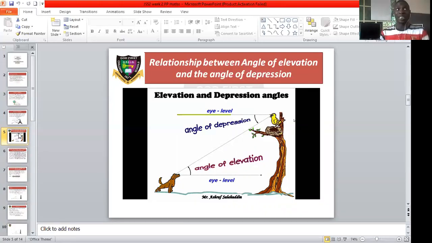Look at the angle of depression. The bird is looking downward, below the eye level, observing the dog. So it makes an angle of depression from the normal eye level to the point where it sees the dog. So what is the relationship between these two angles? That's what we want to talk about here. Look at the diagram. The dog is observing the bird, and the bird is also observing the dog. The dog is making an angle of elevation with the bird, looking above the normal eye level, while the bird is making an angle of depression, looking down below the normal eye level.